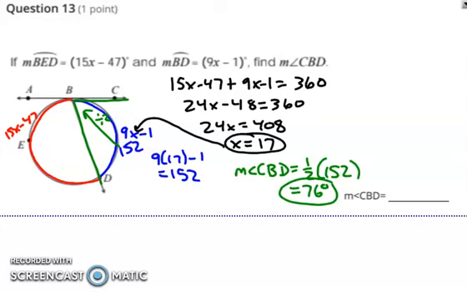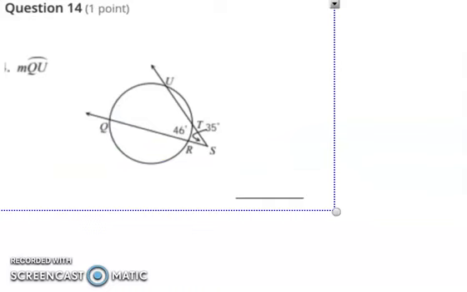Okay, question 14 asks for the measure of arc QU. That's this one. That's what they're asking for, so that's x. What I know is the little arc here, and I know that this angle here is 35. That's this one. So what I know is that for the outside angles of circles, these are two secants, the outside angle is equal to 1/2 of the big arc minus the little arc.